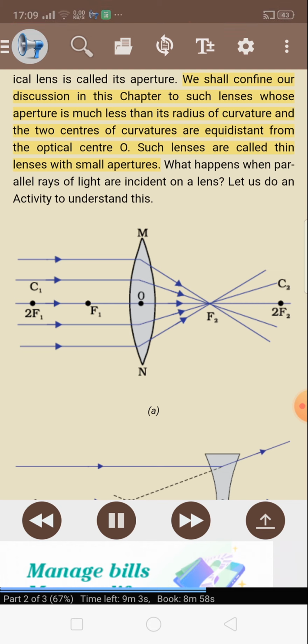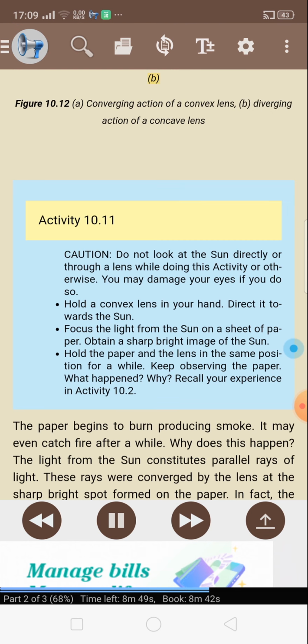Such lenses are called thin lenses with small apertures. What happens when parallel rays of light are incident on a lens? Let us do an activity to understand this. Figure 10.12a: converging action of a convex lens. Figure 10.12b: diverging action of a concave lens.